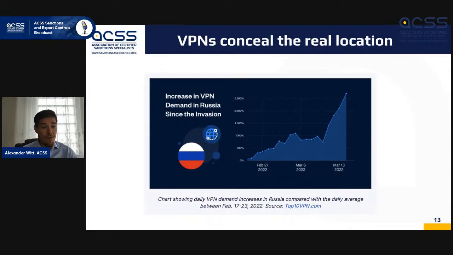The demand for virtual network providers, which conceal your true IP address, has shot up, especially in Russia, since late February, when the sanctions against Russia started to increase. The demand for VPNs rose 2,692% between February 24th and March 24th, according to research from top10vpn.com.